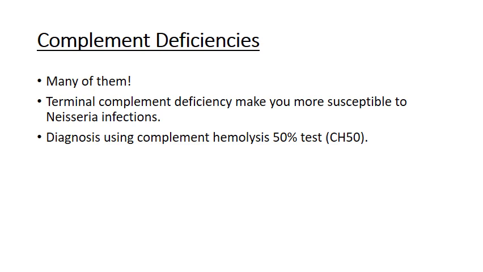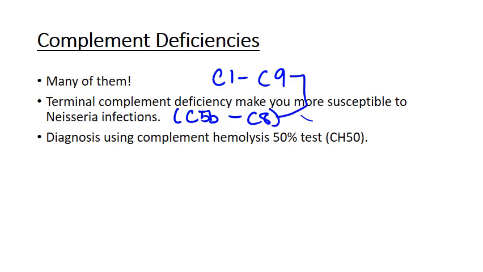Okay, the last one we're going to talk about are the complement deficiencies. There's a whole bunch of them, C1 through C9. Basically, a terminal complement deficiency will make you more susceptible to Neisseria infections. Remember, those are specifically C5b through C8. There's actually no effect of a C9 deficiency. C5b through C8 basically make up the scaffold for the membrane attack complex, or the MAC attack.